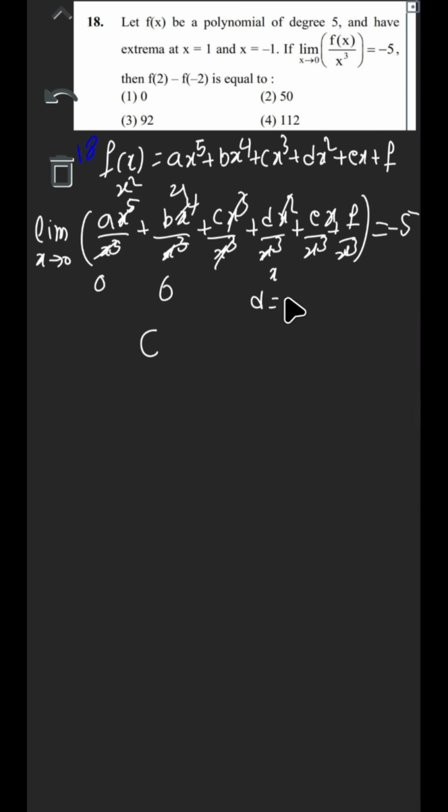So d is equal to 0, e is equal to 0, f is equal to 0, and then it will be satisfied. So the d value, e value, f value are 0. C is equal to minus 5, since the limit already exists as minus 5. We got the c value.